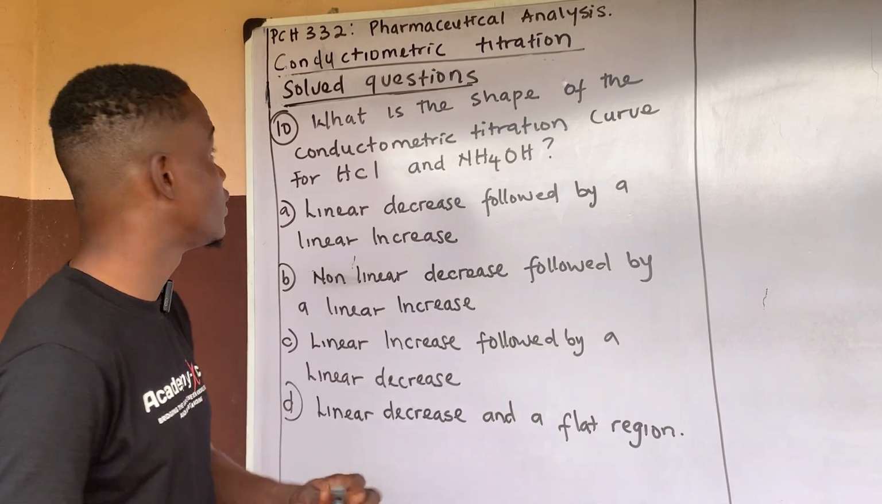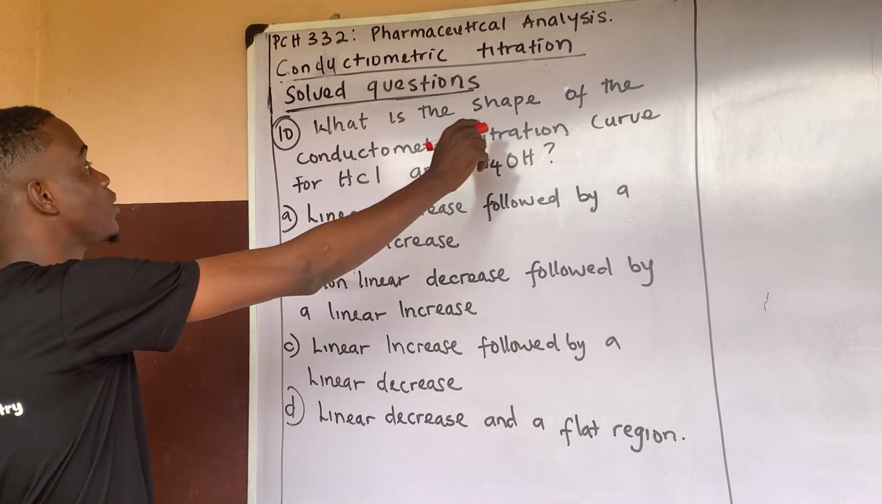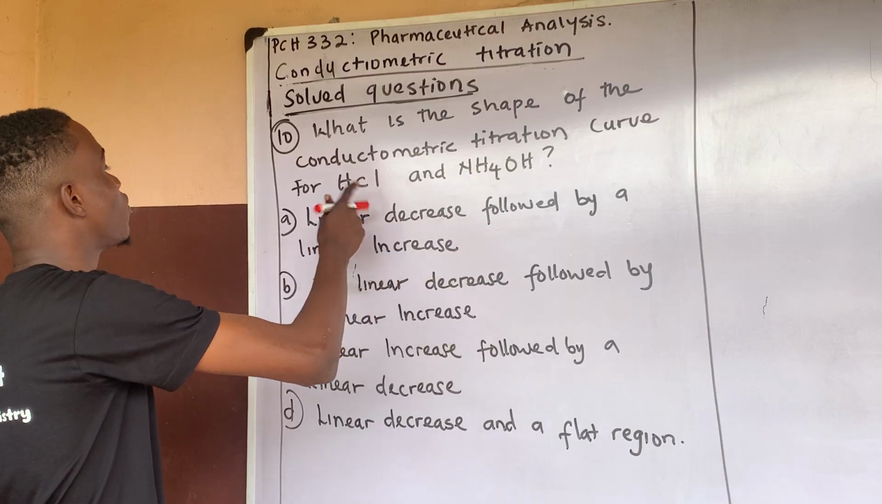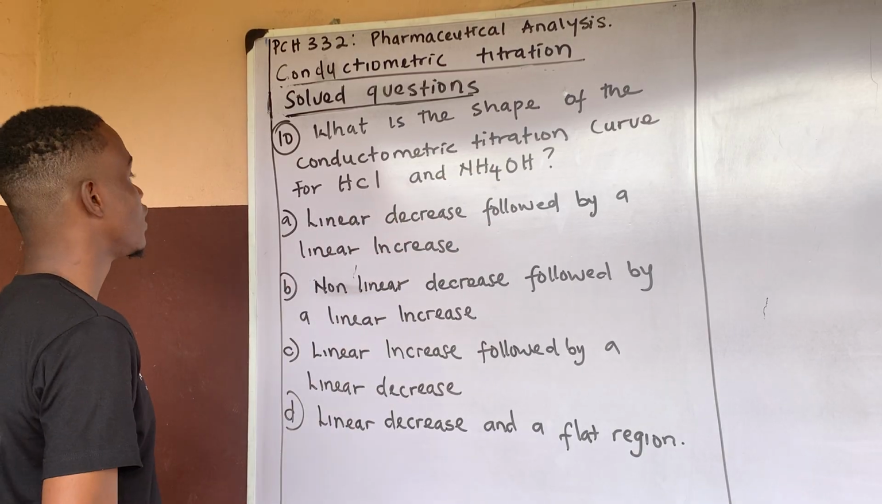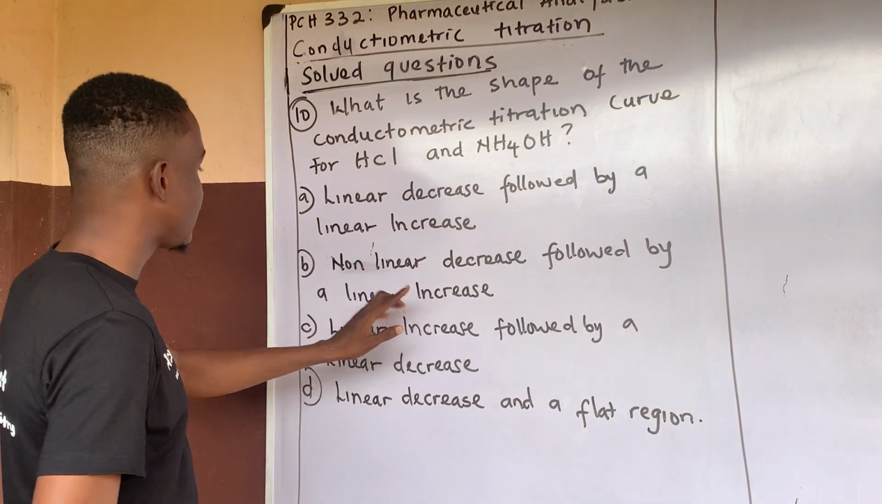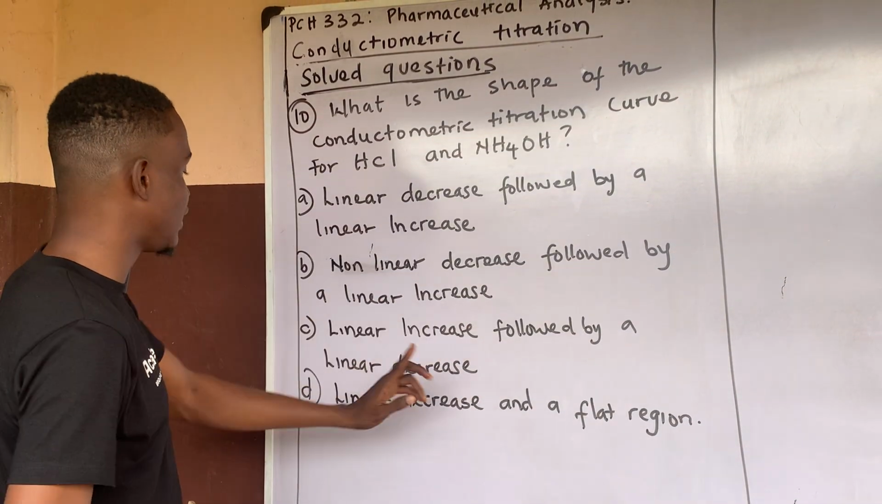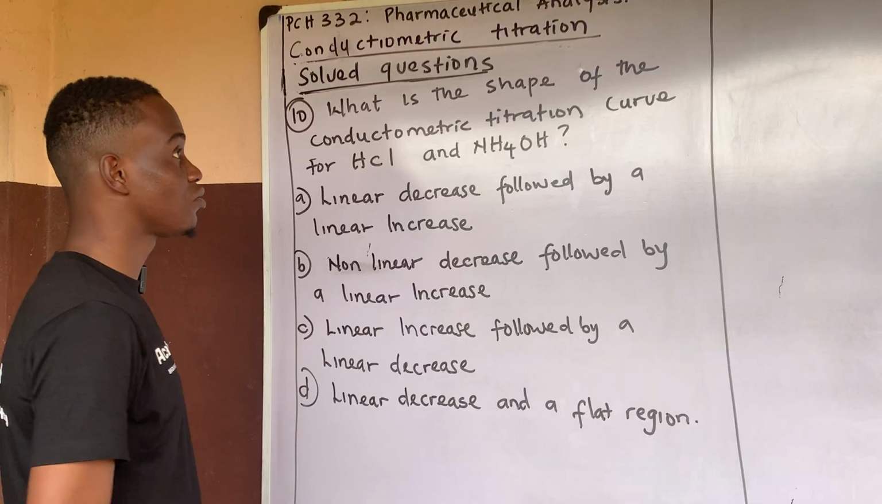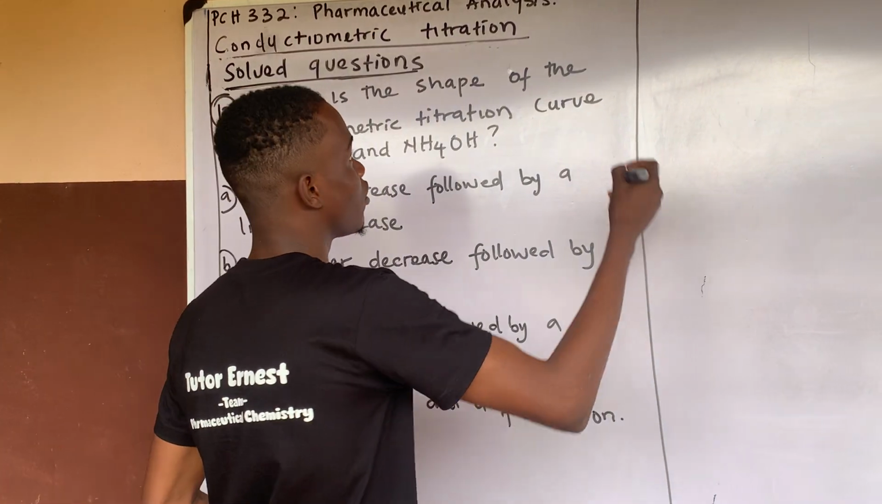So question 10. Now question 10 says, what is the shape of the conductometric titration curve of HCl and NH4OH? Linear decrease followed by linear increase, non-linear decrease followed by linear increase, linear increase followed by linear decrease, and a linear decrease followed by a flat region. So we have to show this graph.